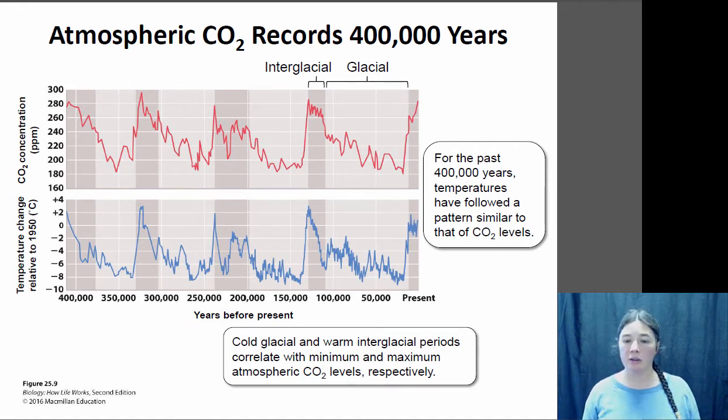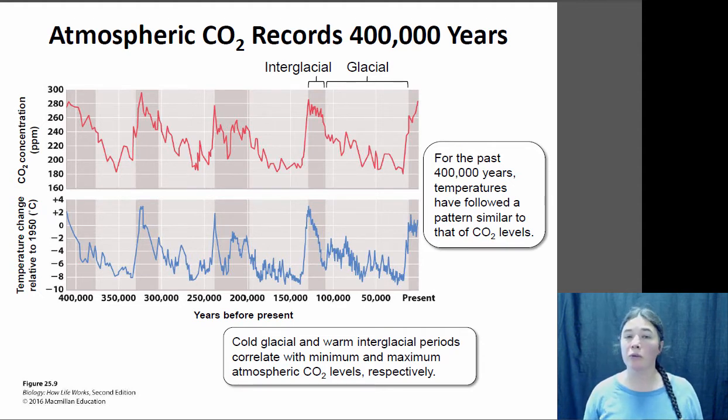Now this data here is not actually going quite up to the present. It's going up to around 1950. And if you look at carbon dioxide levels from 1950 on, what you see is that we have gone above any previously determined carbon dioxide levels that have been found on the planet. We are way above anything that's ever been measured before.